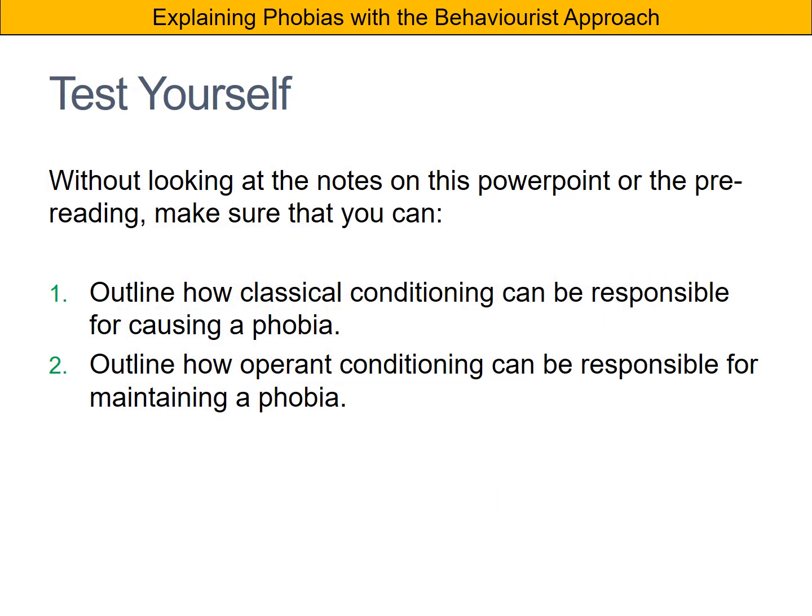There's more detail on the two-process model in the pre-reading, so have a look at that if you'd like to go into a little bit more detail. But before you come into the lesson, make sure that you can outline how classical conditioning can be responsible for causing a phobia, and then how operant conditioning can be responsible for maintaining a phobia.